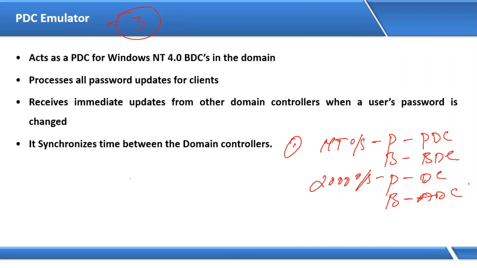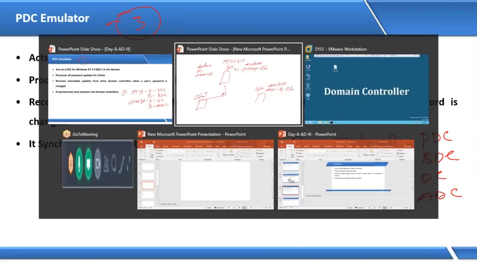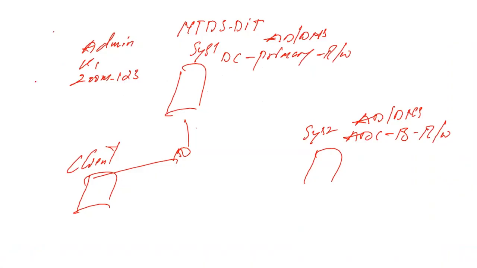Okay, now what is the second job of the PDC emulator? Take the example of this diagram here. With the help of this one, we'll understand what is the second job of the PDC. Now here in my diagram, the system one is my DC, the primary server. As administrator in my server, I'm creating one user account by the name of U1, and as admin, I'm giving the password to my user, that is zoom_123, and this information is going to be stored in the Active Directory database.